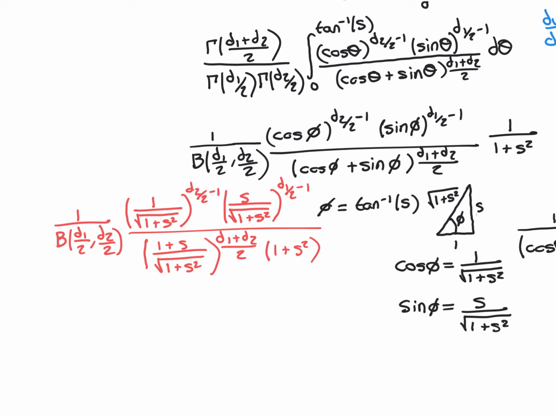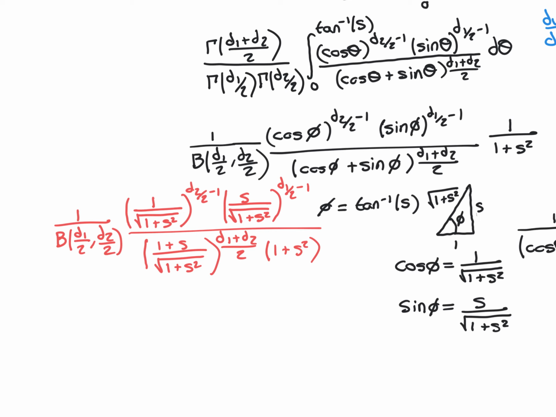So here's the previous formula, and now we want to make these substitutions into it. So we've still got the 1 over beta of d1 over 2, d2 over 2, and then here is the cos of phi replaced with 1 over the square root of 1 plus s squared, still to the power of d2 over 2 minus 1, and then we've got sine of phi, which is s over the square root of 1 plus s squared to the power of d1 over 2 minus 1, and then we've got over, and now we've replaced cos of phi plus sine of phi with 1 plus s, so we can combine these two together into 1 plus s over the square root of 1 plus s squared, all to the power of d1 plus d2 over 2, and then I've pulled this bit into this denominator, so we've got 1 plus s squared there.